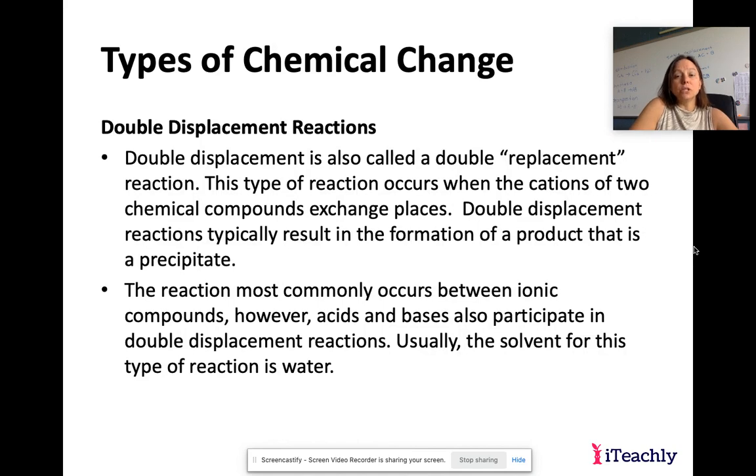So another one we need to look at is double replacement. So double replacement is you're actually going to have 2 compounds and you're going to flip-flop the arrangement of the 2 compounds. Most commonly occur in ionic compounds. Sometimes you do see acids and bases in a double replacement, but more often than not, these are ionic compounds. And usually the solvent for this type is water. So we're having an exchange of these 2 things where you're having an ionic compound.